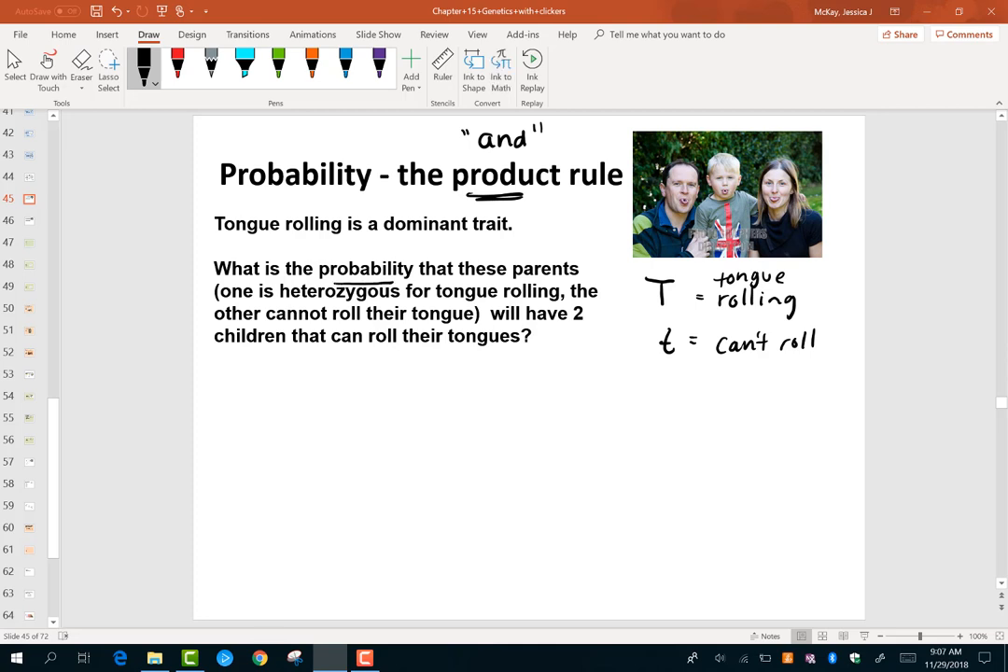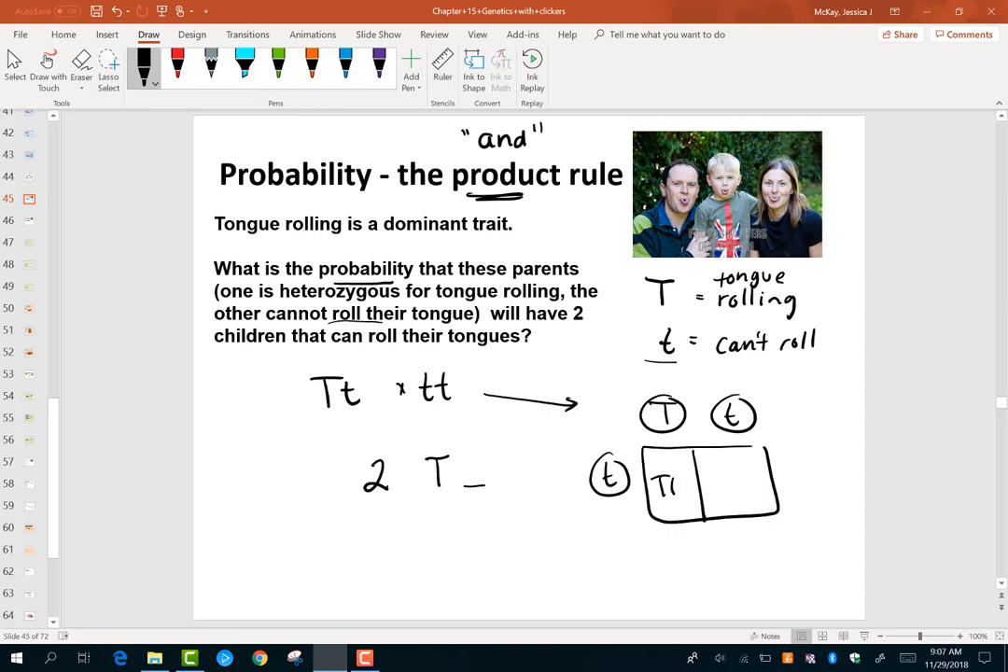What is the probability that these parents, so one is heterozygous and the other cannot roll their tongue? So we know they have to be homozygous recessive. What's the probability that they're going to have two children that can roll their tongue? So two children that are T something, right? So we look at the parents, and we can do a little Punnett square based on their gametes. And we see the chance that they have a tongue roller is one half. But they want to have two kids that can roll their tongue. So you take one half times one half equals one fourth.